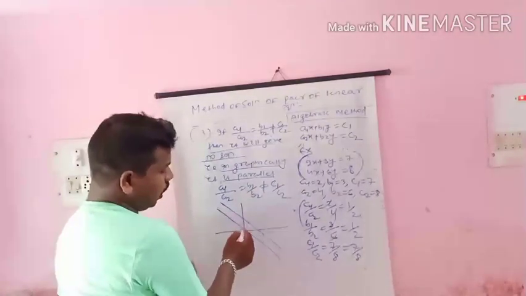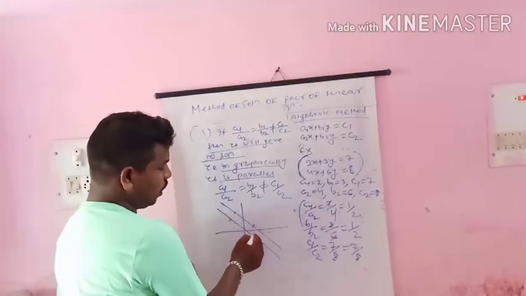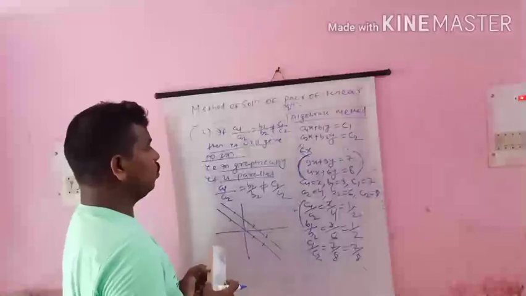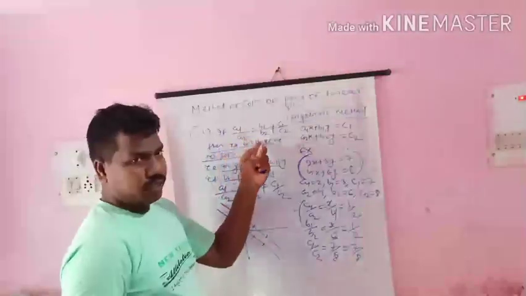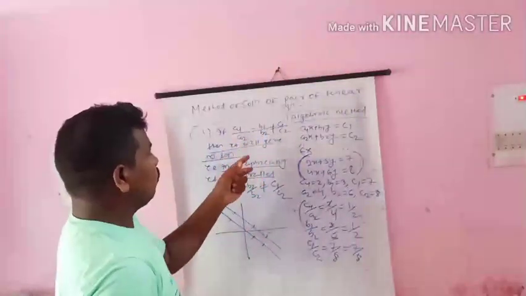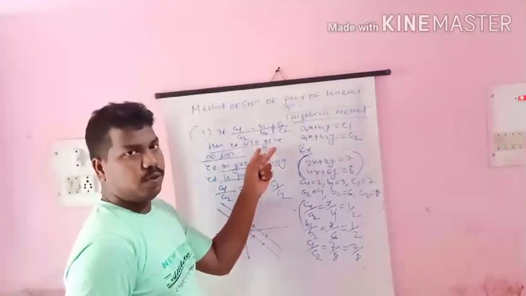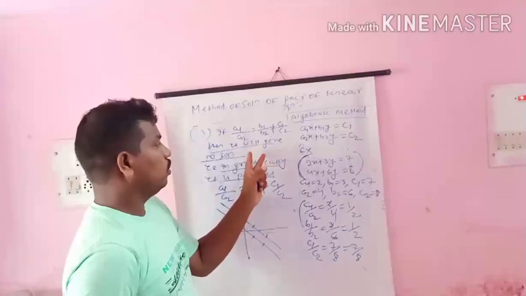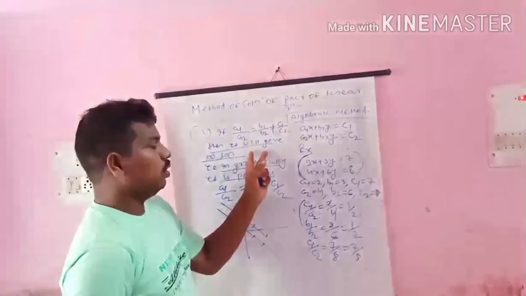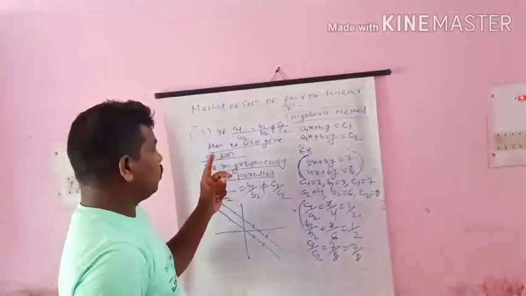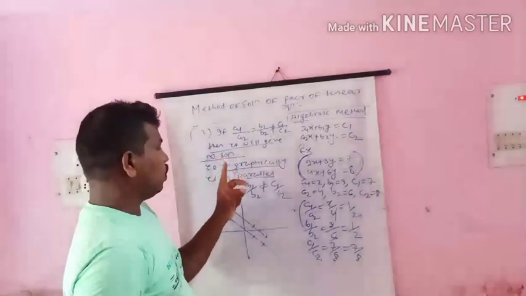So that means two lines are parallel. Two lines are parallel means we clear that there is no solution. Sometimes in examination it will come: if two equations are parallel, then what is the value of K, what is the value of P, or check whether the equations are parallel or not.